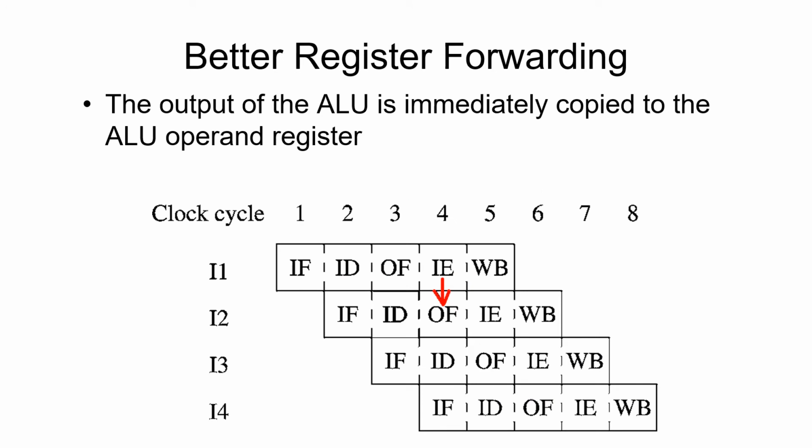Better register forwarding is if right after the execution, instead of waiting for the write back, instead of just writing the data back to the result register, we also write it to the operand register. And that way we don't have any additional stalls and we have the data immediately available.